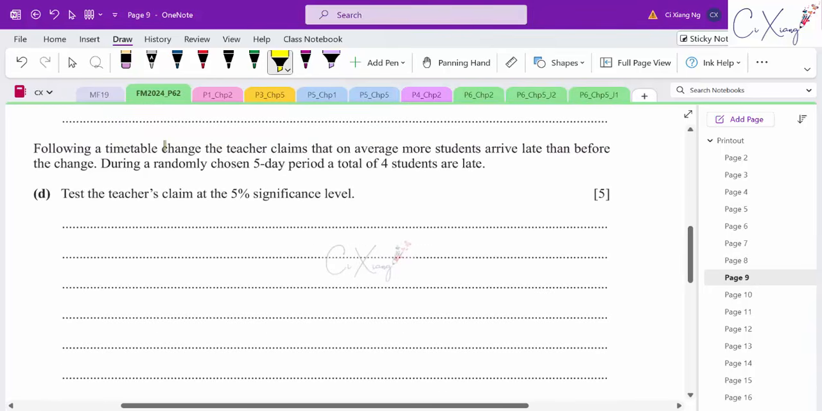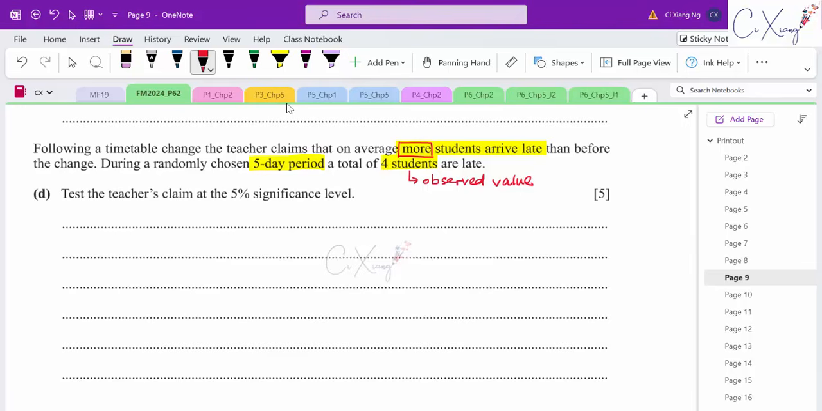Alright, so for part D, following a timetable change, the teacher claims that on average, more students arrive late than before the change. So highlight the keywords more students arrive late. The keyword more tells us that this is something that we want to test later, whether it is true or not. During a randomly chosen 5-day period, a total of 4 students are late. So for a 5-day period, 4 students are late. This one is the observed value for us to calculate the p-value later. Observed value. Okay. Test the teacher's claim at the 5% significance level.